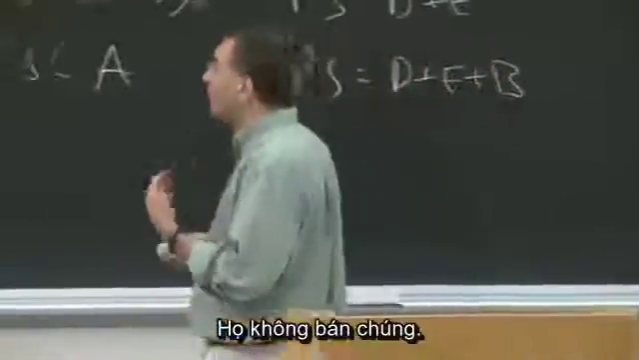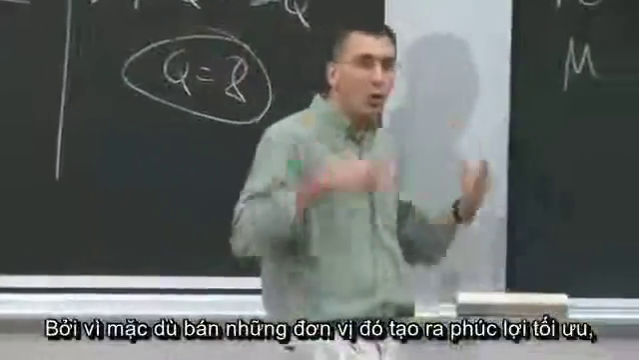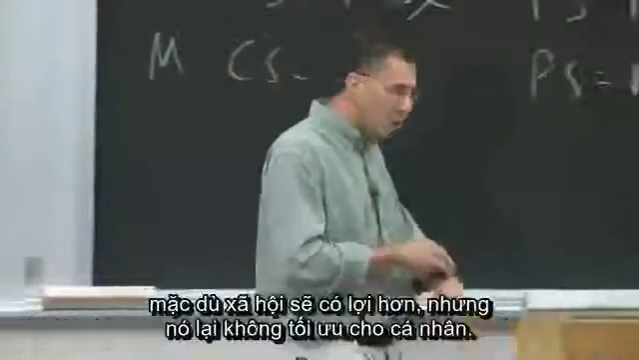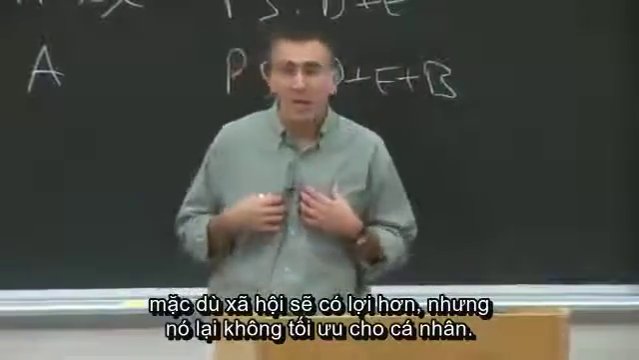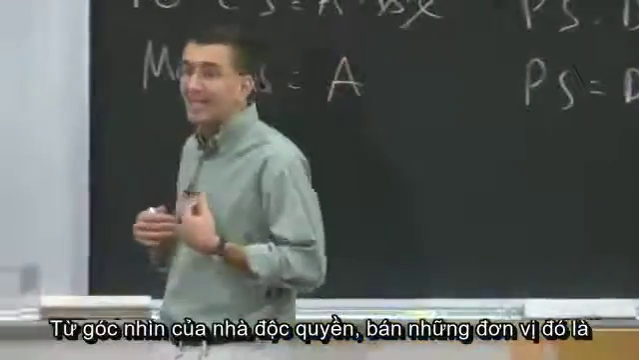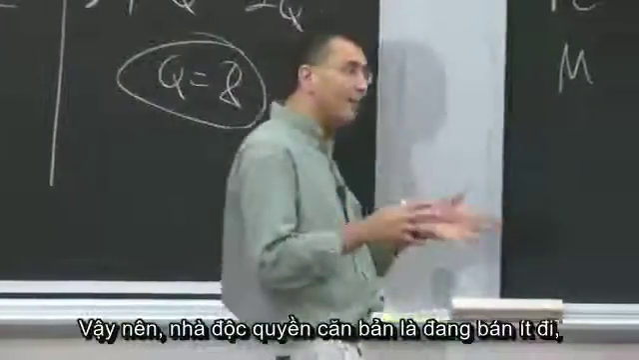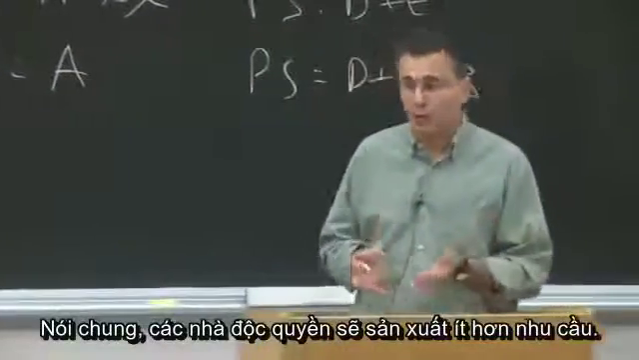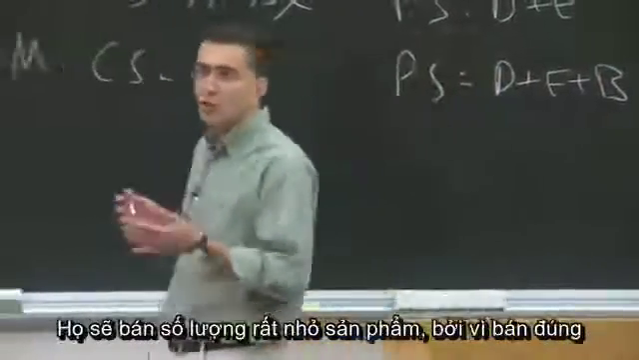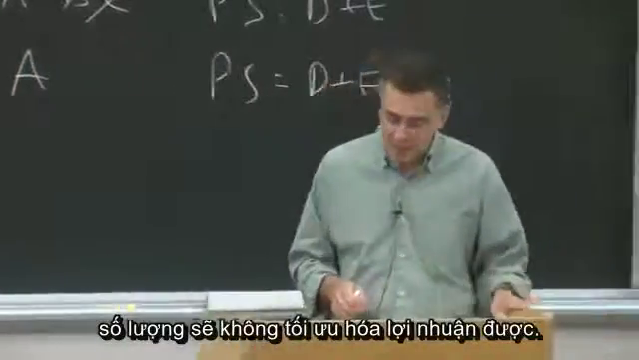Units people value above their marginal cost don't get sold. That's because of this poisoning effect. While it's socially optimal to sell those units, and society's better off, it's privately suboptimal. From the monopolist's perspective, it's bad to sell that unit because of this poisoning effect. So basically, the monopolist is underproducing. In general, monopolists will sell too few goods because selling the right amount would not be profit maximizing.